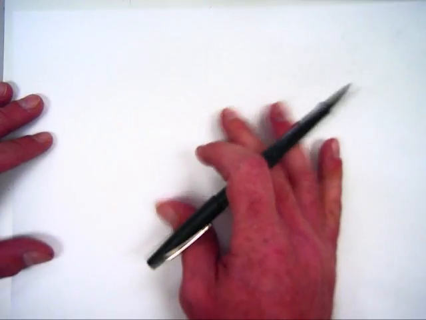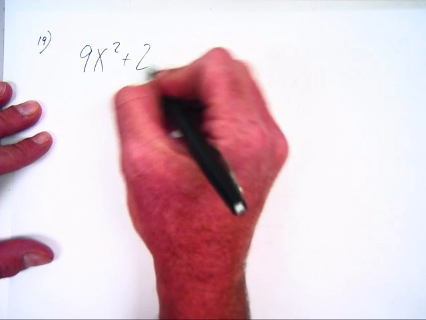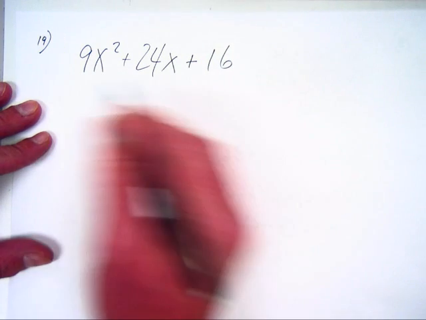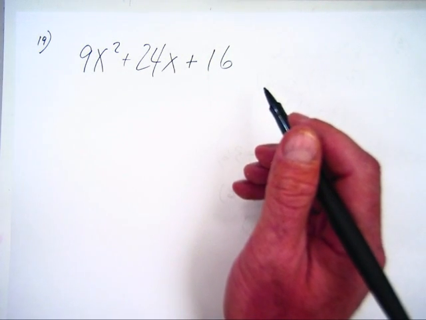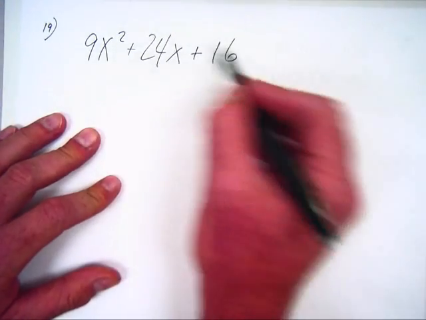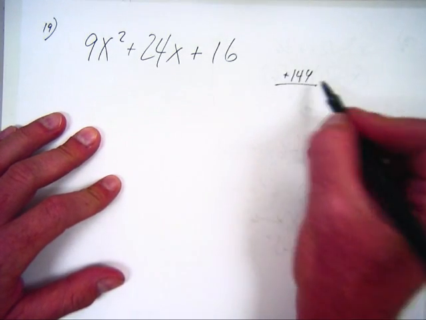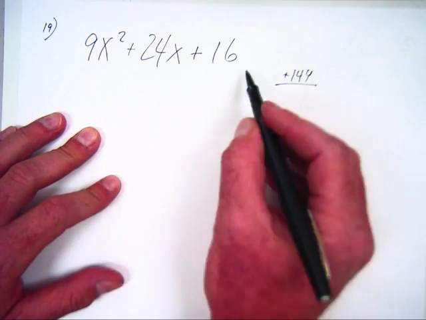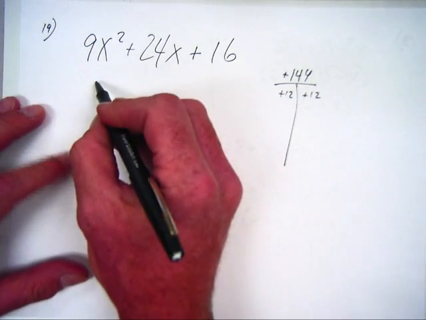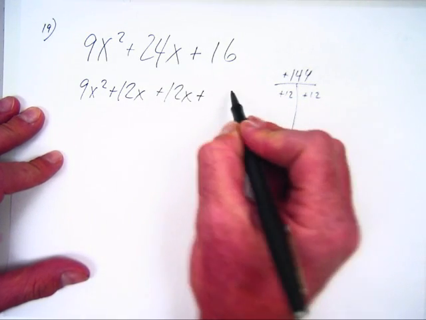Let's look at number 19. We got 9x squared plus 24x plus 16. That's a trinomial. I'm going to look for a GCF. I don't see one. So I'm going to have to do modified grouping. What I'm going to do is take this number times this number. 16 times 9 is 144 positive. I need something that works out to positive 144 and adds to positive 24. That looks like positive 12 and positive 12. So I'm going to get 9x squared plus 12x plus 12x plus 16.